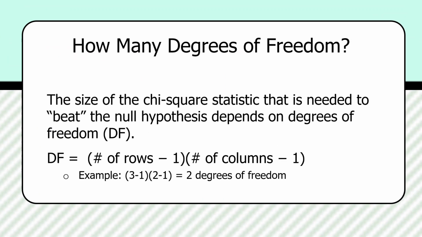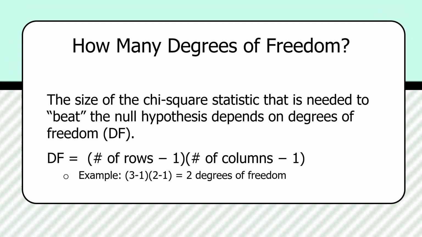The size of the chi-square statistic that is needed to, I'll just say, beat the null hypothesis, depends on the degrees of freedom in a table, or the number of rows and columns of a table. The more rows and columns a table has, the greater the degrees of freedom, and the higher the calculated value of chi-square you need to beat the null hypothesis. Degrees of freedom for any table is equal to the number of rows minus 1 times the number of columns minus 1. So in our example, we have 3 rows, 3 minus 1 is 2. We have 2 columns, 2 minus 1 is 1, which yields 2 degrees of freedom.